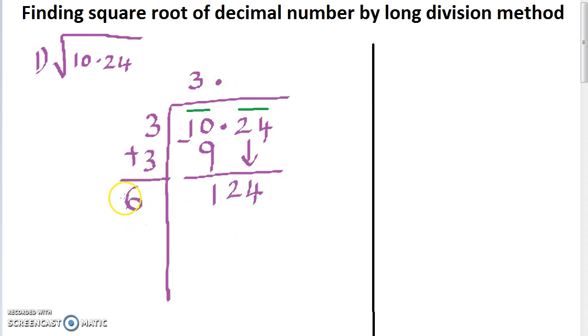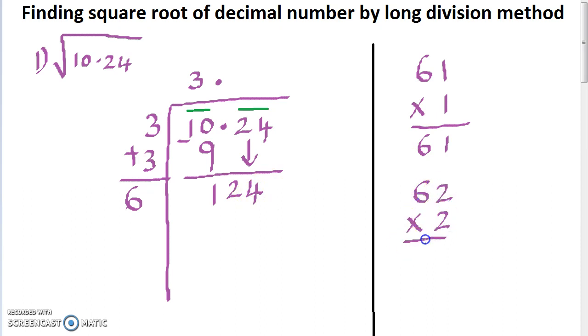Now I need to generate a 2-digit number by placing a number at the ones place and multiplying by the same number. What do I mean by that? I am placing 1 at the ones place, so this becomes a 2-digit number, and I have to multiply with 1. So that becomes 61. Now 61 doesn't match with 124. So let's try placing a 2 at the ones place and multiplying by 2. So that gives me 124.